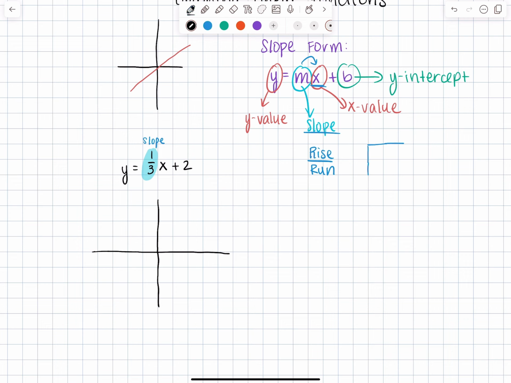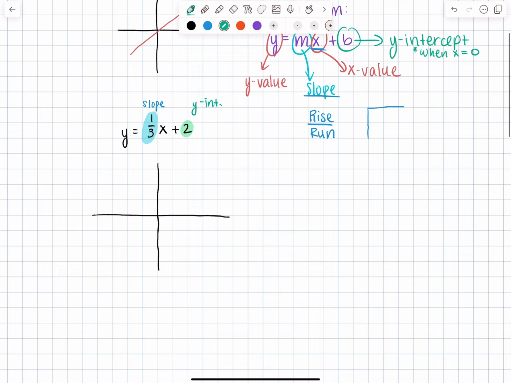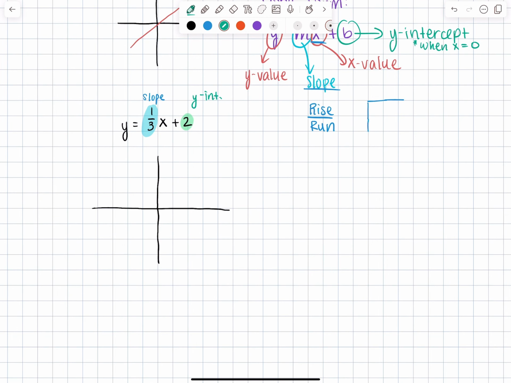The number 2 over here is our y-intercept. The y-intercept is the value that you get when you plug in 0 for x. So we're looking at the y value when x equals 0. We're going to start off by making an x and y table, and we're going to plug in a few points. Let's start with 0 and get our y-intercept.